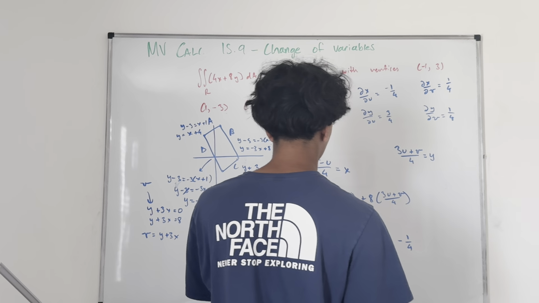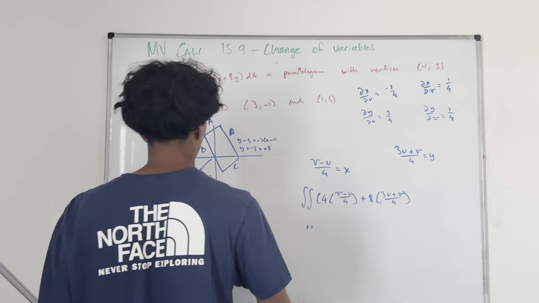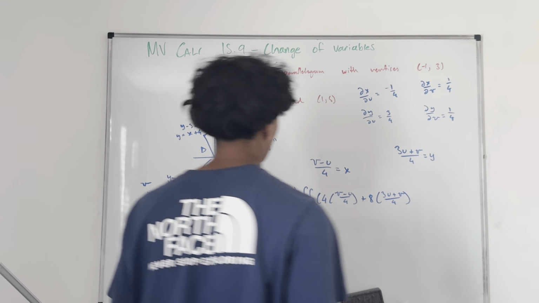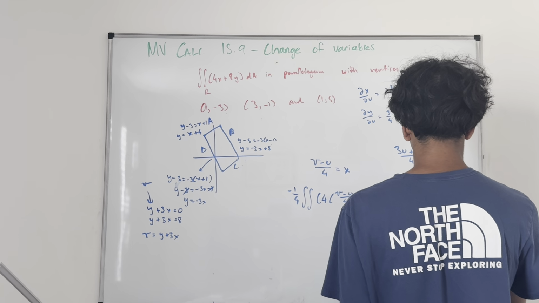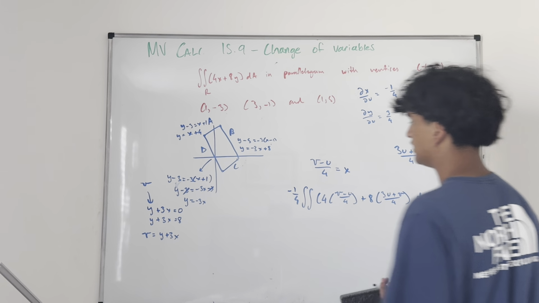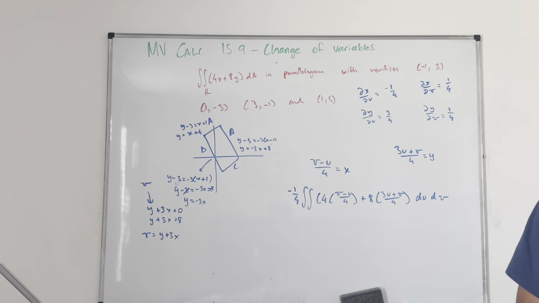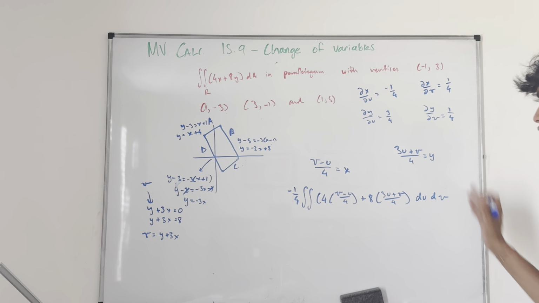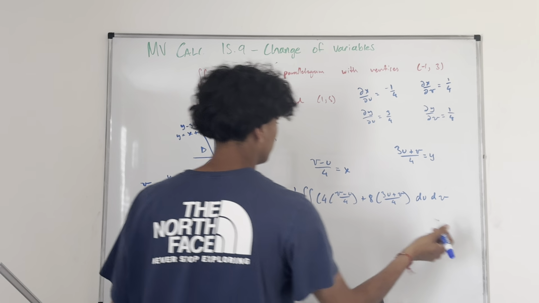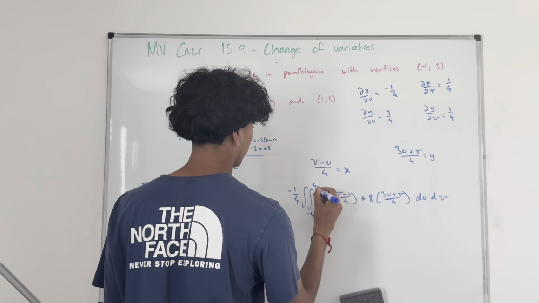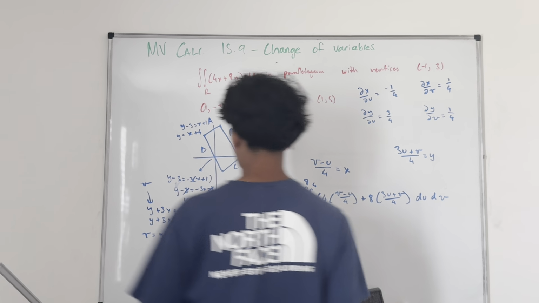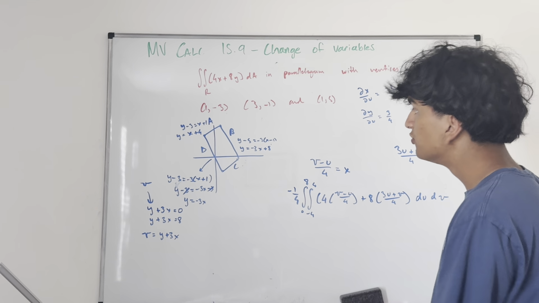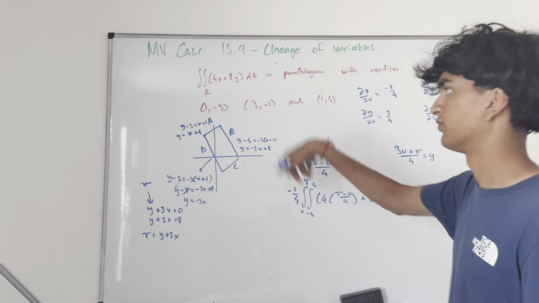I'm gonna erase some of this stuff. We're gonna have a 1/4 kind of hanging out here, du dv. So this is a case where the Jacobian is a constant, so I can pull that out of the integral. And remember my bounds, right? I'm doing du first. I'm going from negative 4 to 4, and then I'm going from 0 to 8 based off these equations. If v is equal to y plus 3x, it's going from 0 to 8. If u is equal to y minus x, it's going from negative 4 to 4.